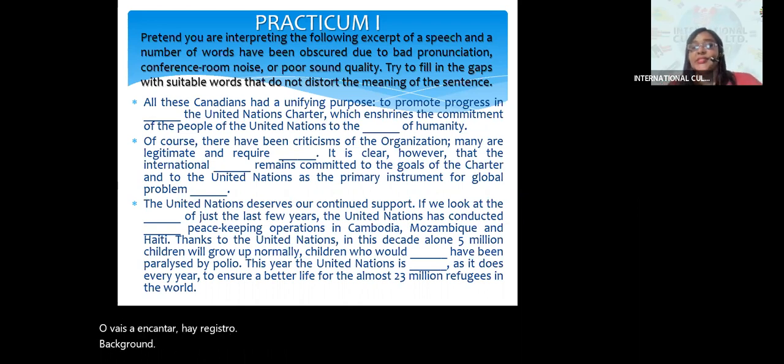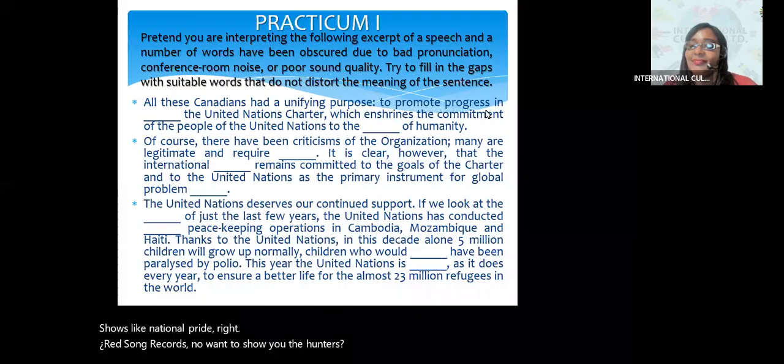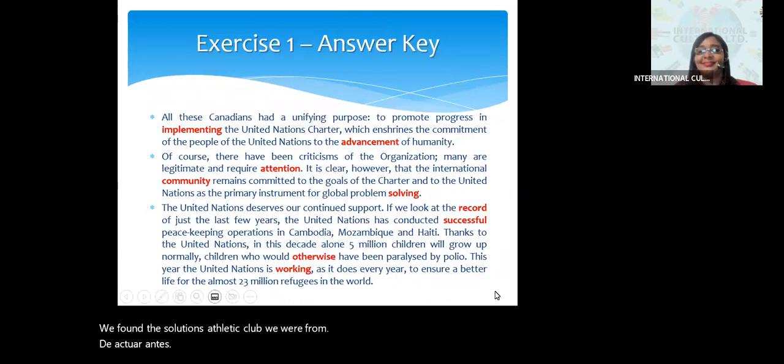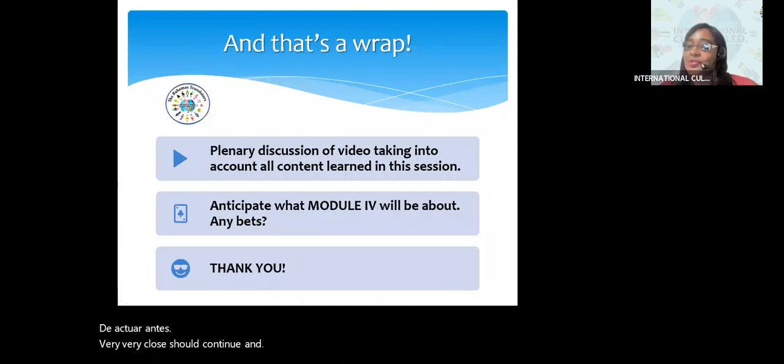But let's take a look at this and let's solve this paragraph because we have to find these terms. So we have been reading this paragraph and we found the solution. So let's see how close we were from the actual answers. We were very close. Very, very close. So let's continue and we are almost done. The plenary discussion of the video that this is making reference to would have been the video we started to talk about, the funny video.